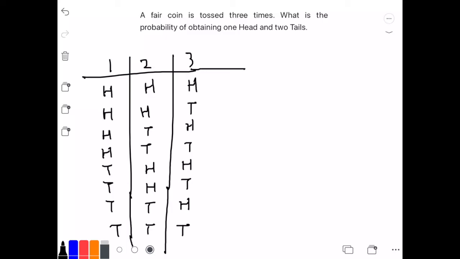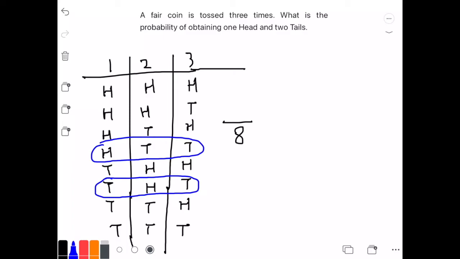And then if we count all these outcomes, we have 8 total. And since we're looking for the successful outcomes that contain one head and two tails, we have heads, tails, tails, and then tails, heads, tails, and then we have tails, tails, and heads, and we have a total of 3 successful outcomes. So we put 3 in the numerator, and we have 3/8 as our answer.